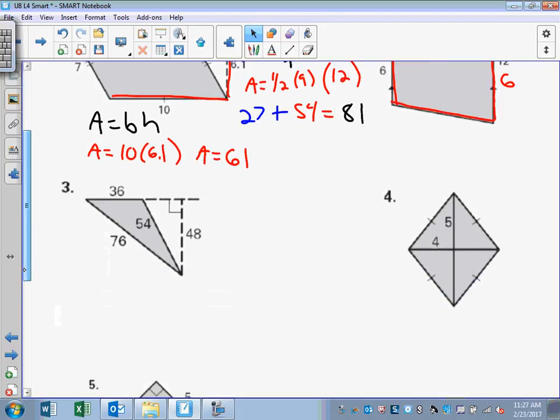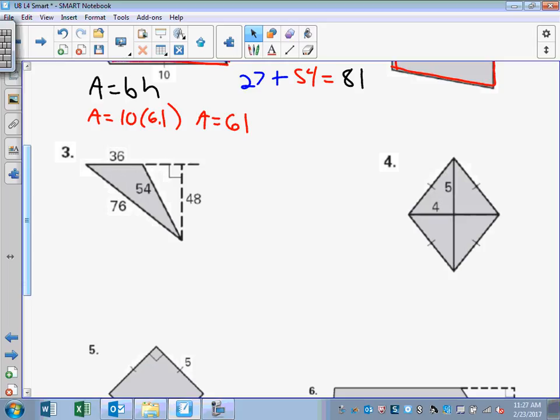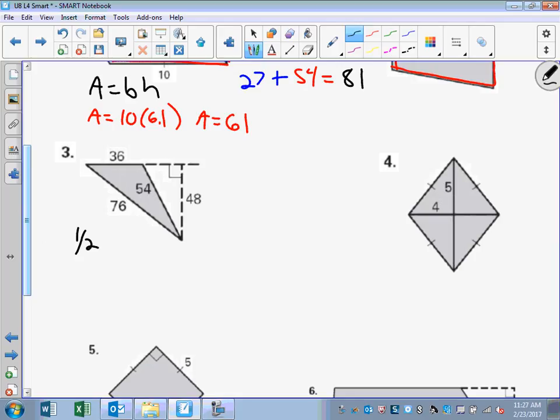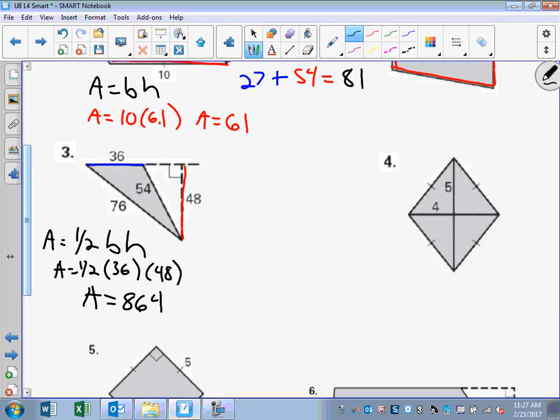Moving along, we have another triangle. 1/2 base times height. They give us the height over here. And then the base is 36. So we got area equals 1/2 36 times 48. And when you do that, you should get 864. So that's all you need to do for number 3.